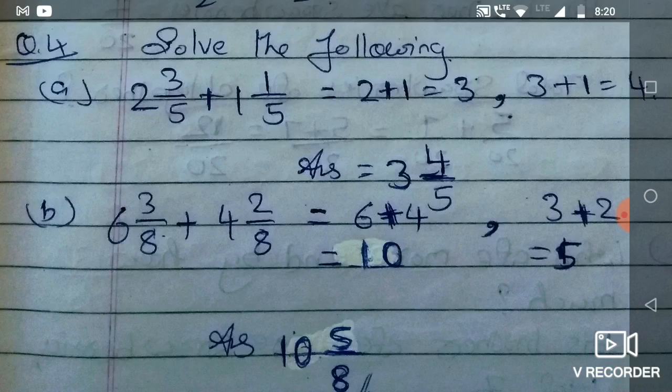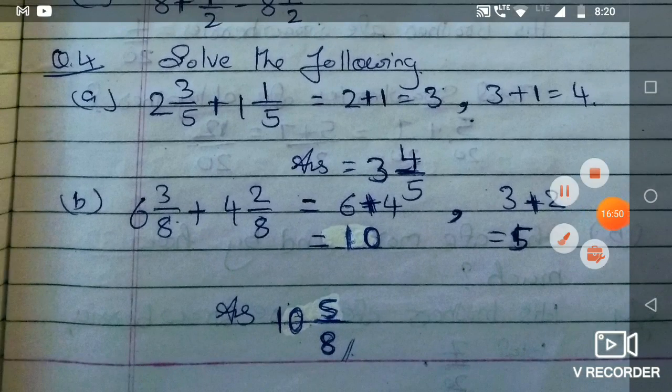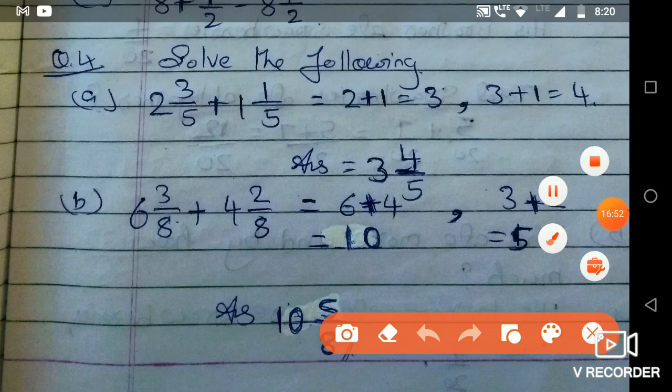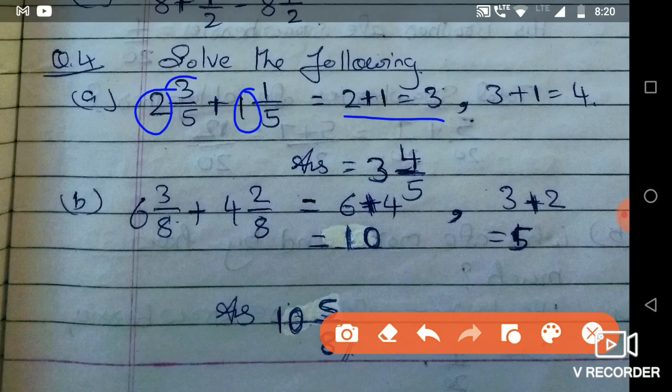Next, solve the following: 2 integer 3 upon 5 plus 1 integer 1 upon 5. The same method we apply in this question. Here we add both the integers, 2 plus 1, that means 3, and then again we add the numerators, 3 and 1, so write 3 plus 1 upon 4, and the denominator is the same, so write 5 as it is. Then our answer is 3 integer 1 upon 4.